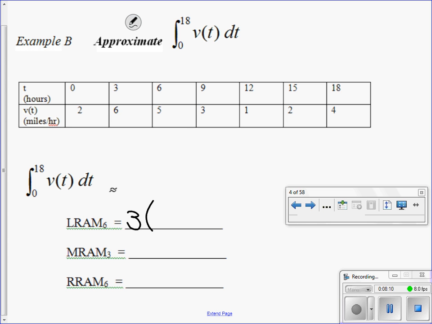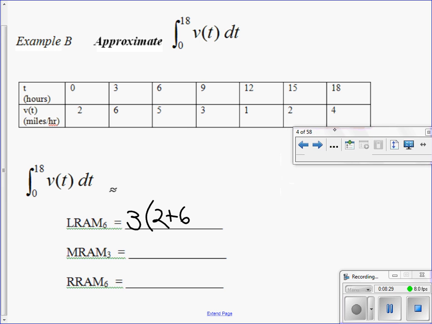So for a left-hand Riemann sum, what would be the height of my very first rectangle? 2. You use the one on the left, right? Because the times are going from 0 to 3. So 2, and then for the second one, 6. I'm going to keep going until I get to the last rectangle. You're not going to use the last one. So 2 plus 6 plus 5 plus 3 plus 1 plus 2. We just add up all those heights and multiply by the 3.